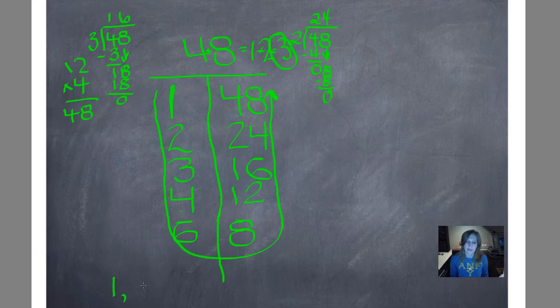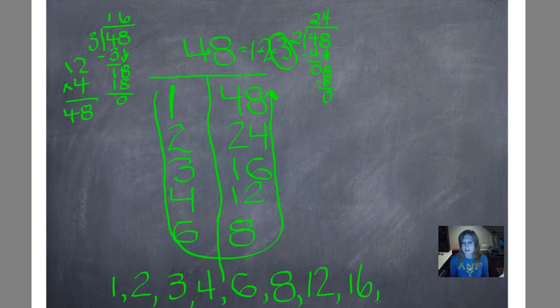The next number underneath that is 2, then 3, then 4, then 6, and then as I come around the curve of that lucky horseshoe, the next one is 8. I'm going to go up to 12, 16, 24, and finish with 48. I just wrote my list right around my horseshoe. Began with 1 and ended with 48. And that is a list of the factors of 48, from 1 to 48.